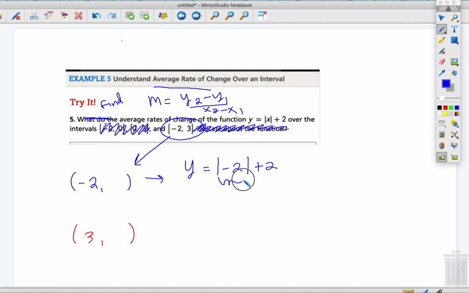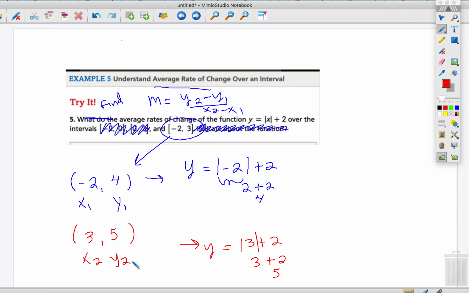And we simplify. So absolute value of -2 is 2, and 2 plus 2 is 4. So when I plug in -2, my output's 4. That's my point. Then if I plug in 3, absolute value of 3 is 3, and 3 plus 2 is 5. This is my other point. So I'll label them. Say the top one is x1, y1, right? And we'll say that the bottom one is x2, y2.